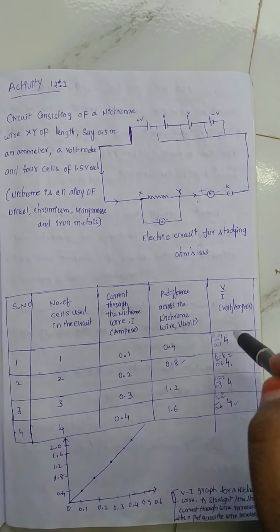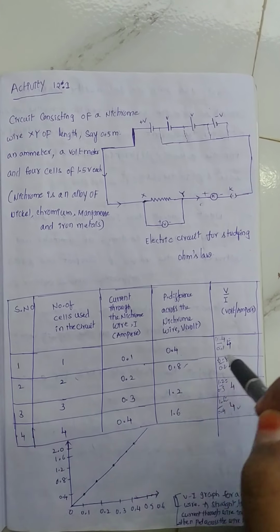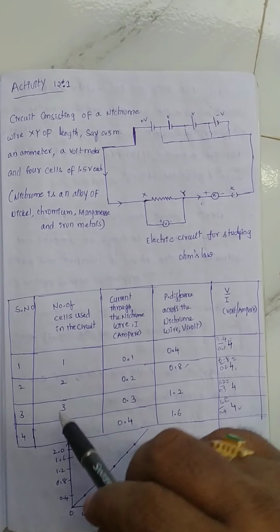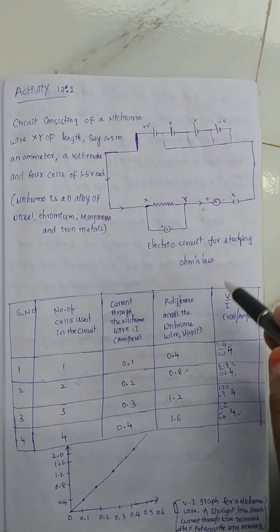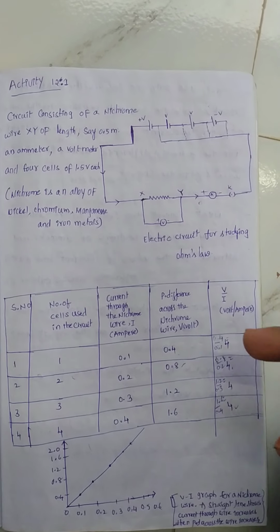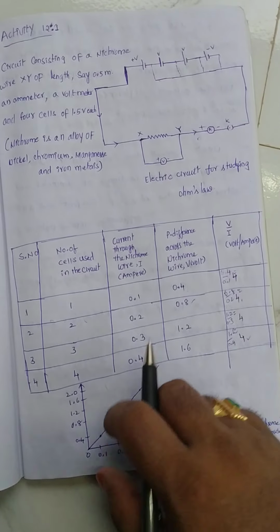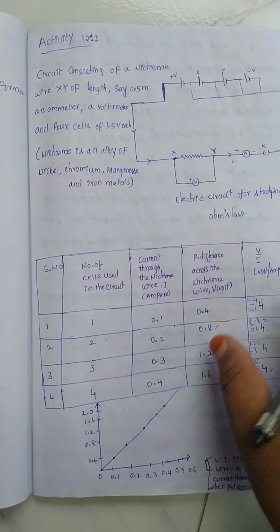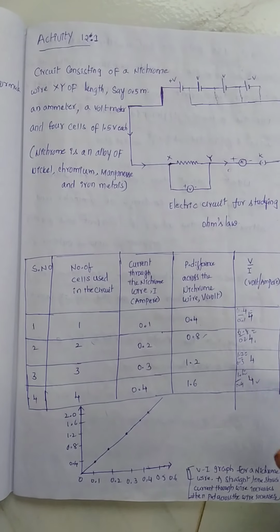See, for the first, one cell, it is 4. Second, 2 cells, also 4. 3 cells also 4. 4 cells also 4. So from all these observations we can conclude V by I is a constant value, right? Yes. So from these values and these observations I draw one graph.